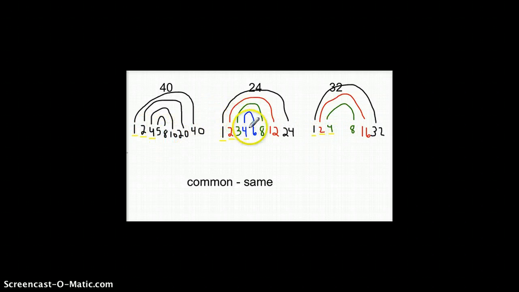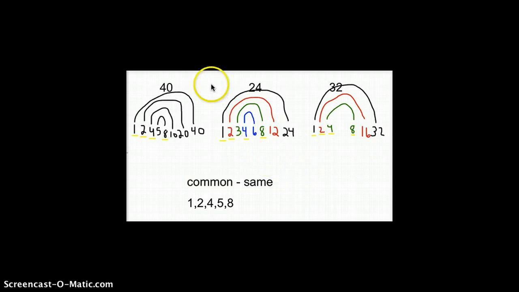A 5, oh, no 5 there, doesn't work. An 8, an 8, an 8. That's a common factor. A 10, no 10 here. A 20, no 20 here, so that doesn't work. A 40, and no 40 there, so that doesn't work. So our common factors are 1, 2, 4, and 8.